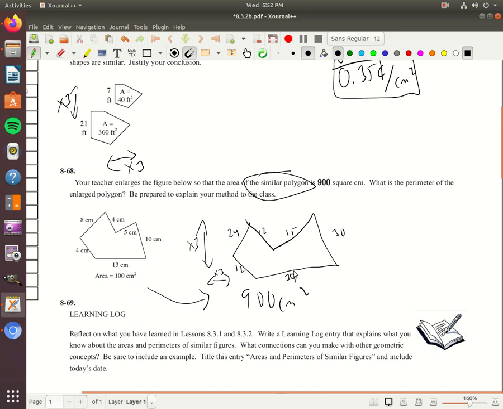So if I add them up, my perimeter here is going to add up to be 44. If I add up my perimeter here, it is going to be 132. And I know, because the ratio, if the area is 9 times bigger, that the perimeter should be 3 times bigger. So 44 times 3 should equal 132, and it does. So I feel pretty good about that.